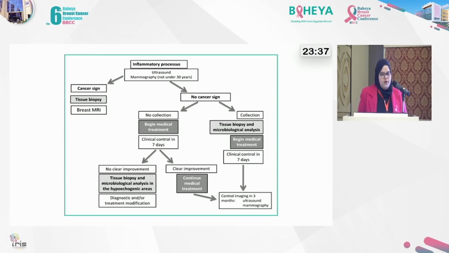cases. If no cancer sign can be detected by ultrasound or mammogram and there is a collection, do tissue biopsy and microbiological analysis, then medical treatment according to the result of the biopsy. If no cancer sign and no collection, we should start medical treatment and assess the patient clinically. If improved, follow up by ultrasound every 3 months. If no improvement, consider tissue biopsy and microbiological analysis, and then treatment according to the results.